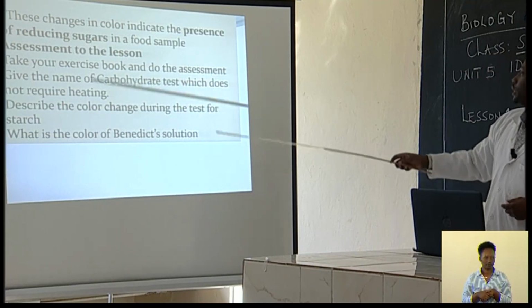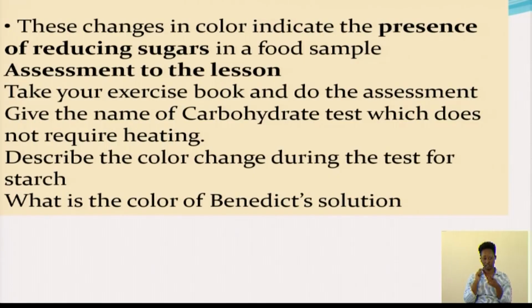Quickly, let's go to the deduction. The change in color indicates the presence of reducing sugars in the food.